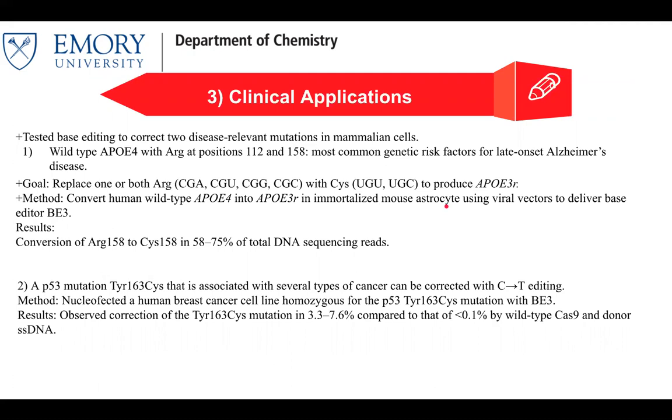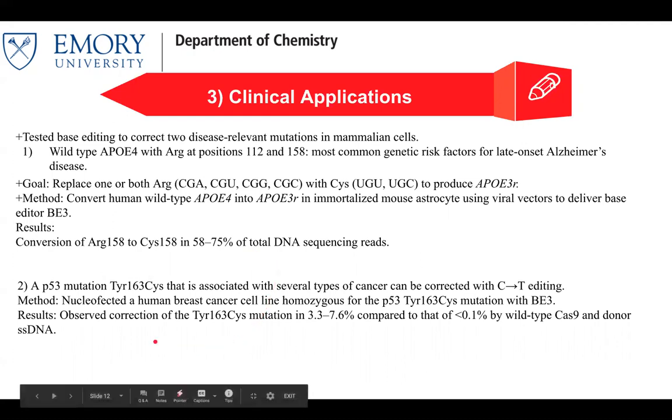It's just one step further from doing all these experiments in human cells and taking it into animal models infected with human genes. So they basically targeted the arginine position 112 and 158 and tried to replace it with cysteine to produce ApoE3, and this would significantly lower the risk factor of Alzheimer's disease. And when they added in BE3, they were able to show an efficacy of converting a C to a T of 58 to 75% of total DNA sequencing reads.